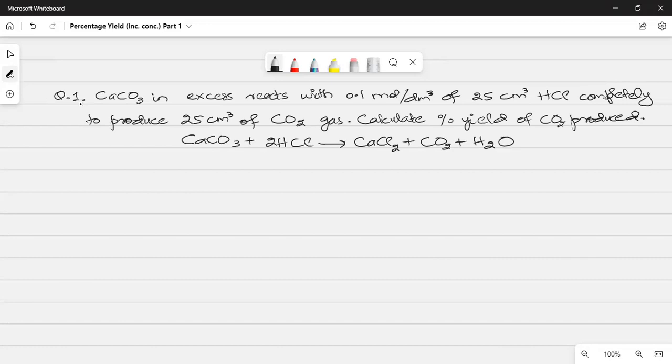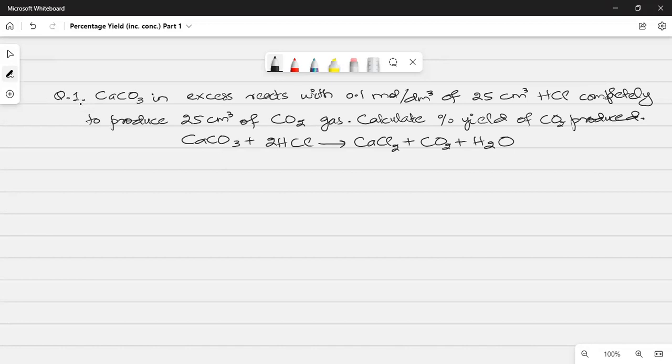So there you go. You have calcium carbonate in excess, which reacts with 25 cubic centimeter of 0.1 mole per decimeter cube HCl. You have the molar concentration and you also have the volume of HCl, but you don't know the number of moles, which you're definitely going to find out from the formula of molar concentration, right? Then it actually produces 25 cubic centimeter of carbon dioxide gas. This is the actual yield, 25 cubic centimeter of CO2.